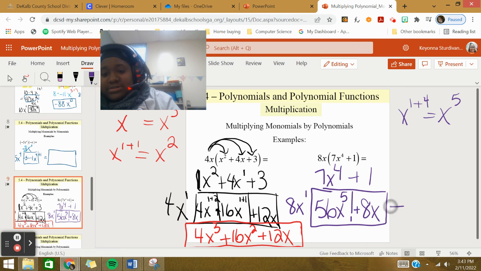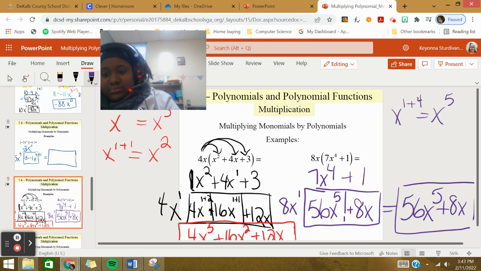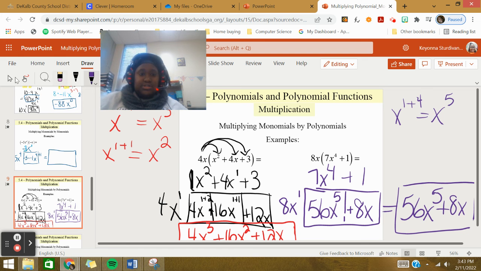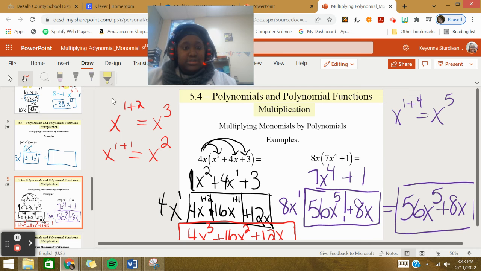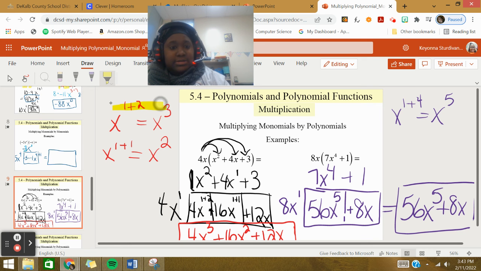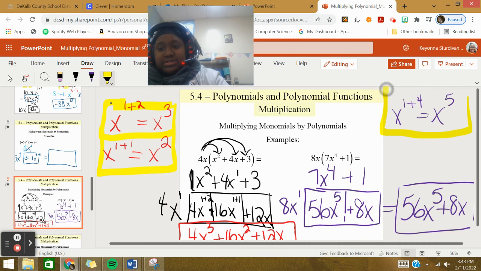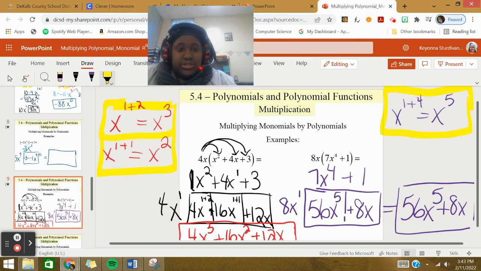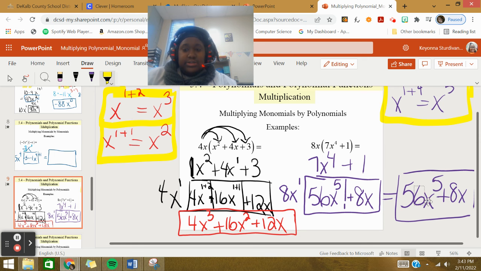All right. So this is my final answer. 56x to the 5th plus 8x. So pause the video at this time to fill this in to your notes and make sure that you pay attention to the exponent rules because that's the most important thing. But you guys should have been practicing it. So make sure you pay attention to these exponent rules. You can write that on the side of your note page if you need to, but that's how we get these exponents. Okay, so this first one, actually copy this down, and here's the next example.